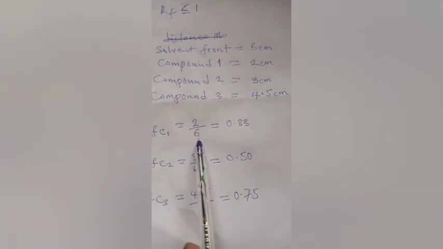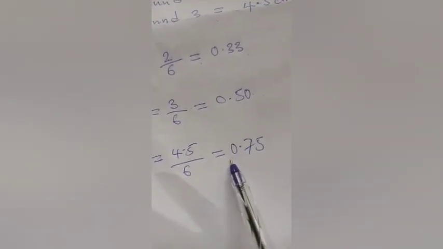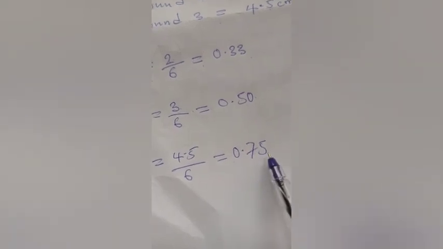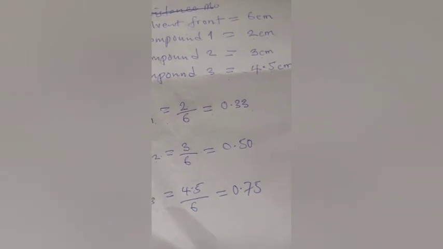Now, the RF value is non-dimensional. 4.5 over 6, when you use your calculator, will be 0.75. This is how RF value is being calculated. Now take note that RF value is dimensionless because the 2 units will cancel out, because all the units of measurements are in the same unit, either in cm or in millimeter.